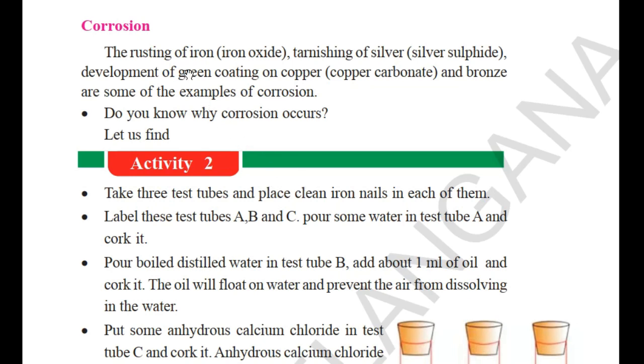So what is corrosion? Rusting of iron, tarnishing of silver, or green coating on copper and bronze. You may have seen rusting of iron, tarnishing of silver fade, or green coating on copper and bronze. That is nothing but an example of corrosion.